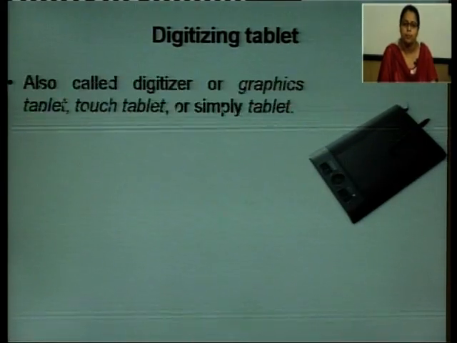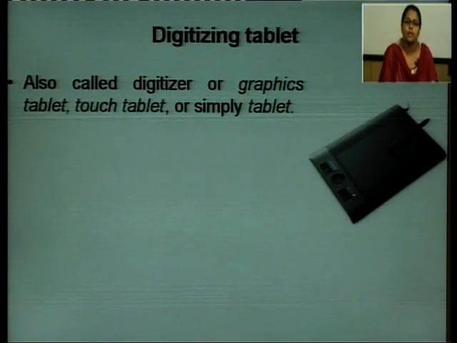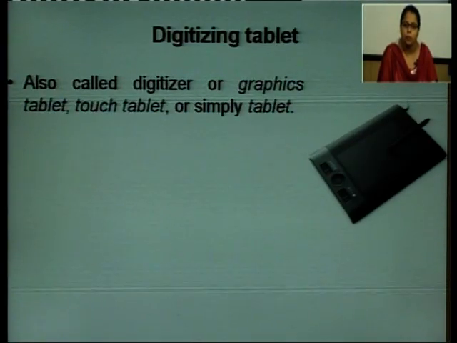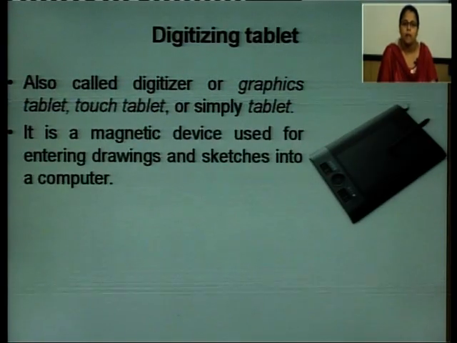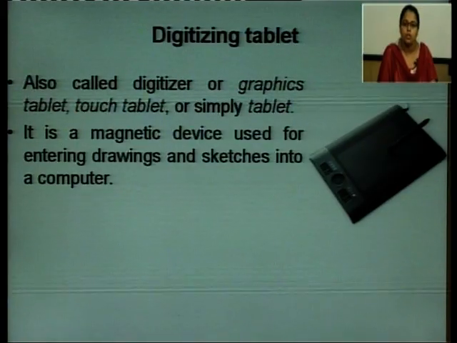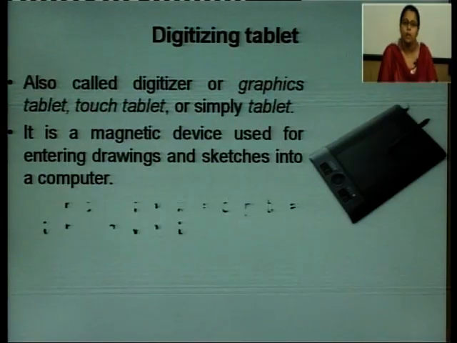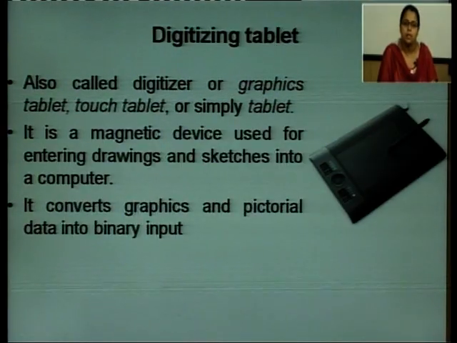Next is the digitizing tablet. It is also called a digitizer or graphics tablet, or you can simply call it a touch tablet, or simply a tablet. It is a magnetic device which is used for entering drawings and sketches into a computer. It converts the graphics and pictorial data which is drawn over it into binary input.